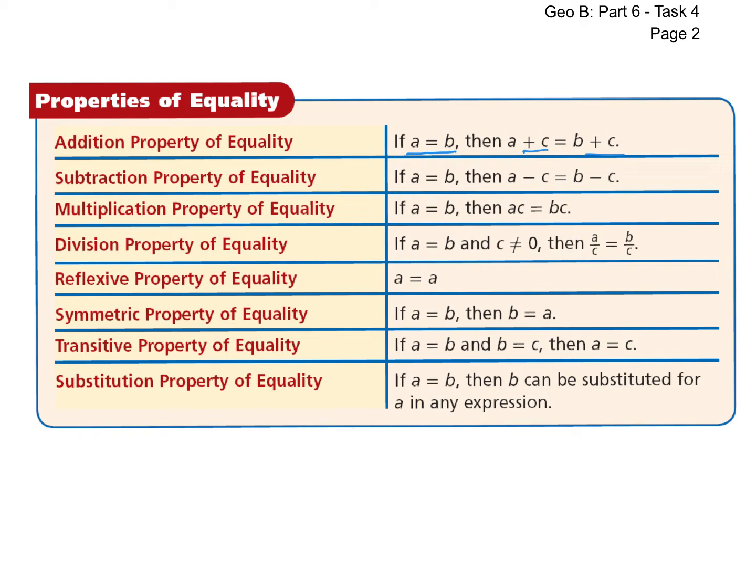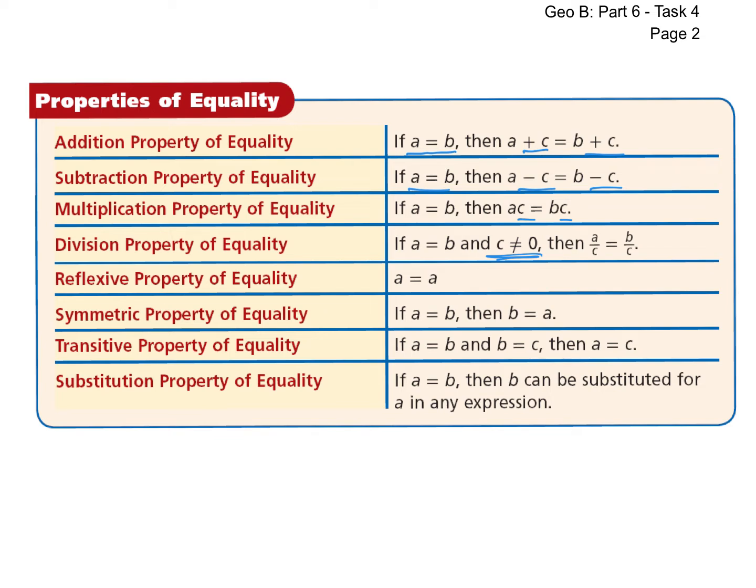Similarly, the subtraction property says if you have an equation, you can subtract the same number from both sides, and it's still true. Same with multiplication. You can multiply both sides of an equation by c, and it's still equal. Same with division. You can divide both sides of an equation by c, and it's still equal, as long as, of course, your c is not 0, because division by 0 is not allowed.